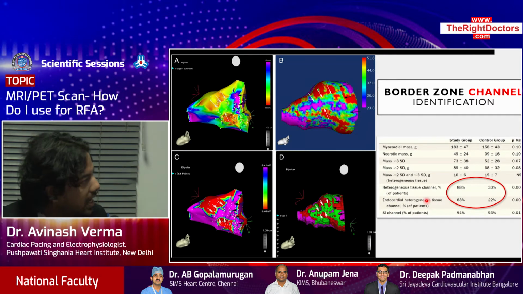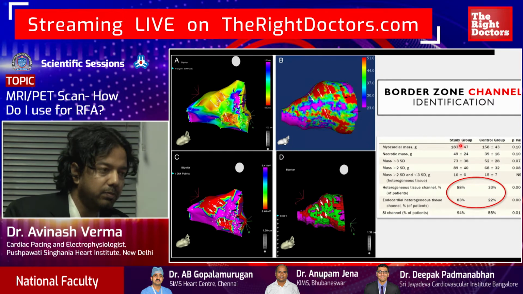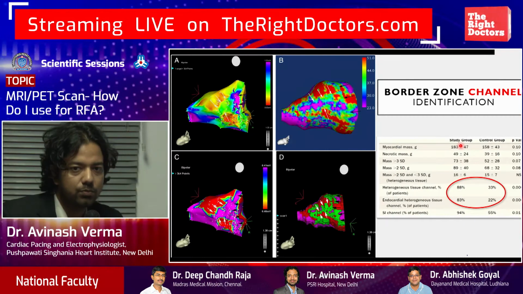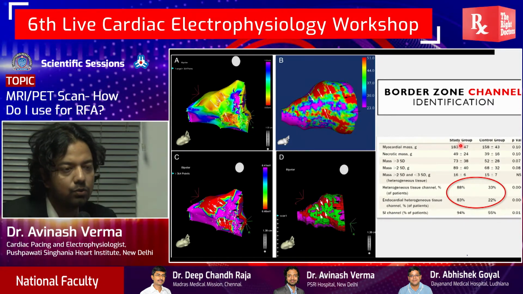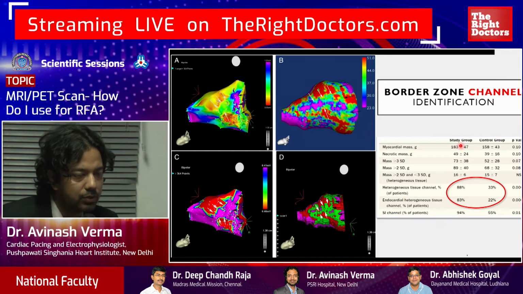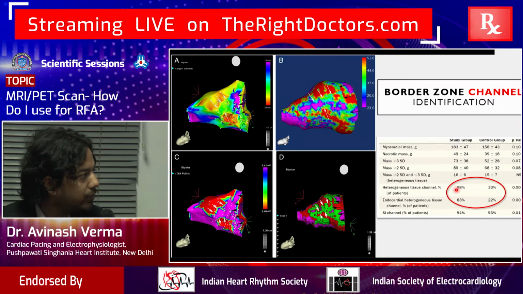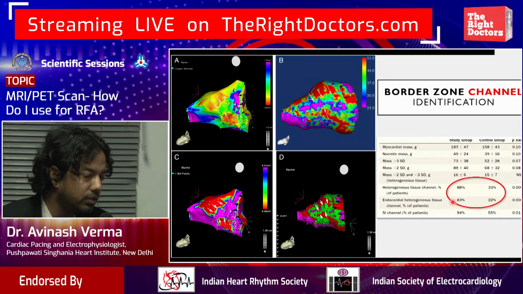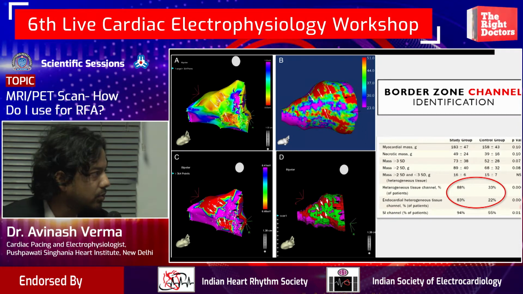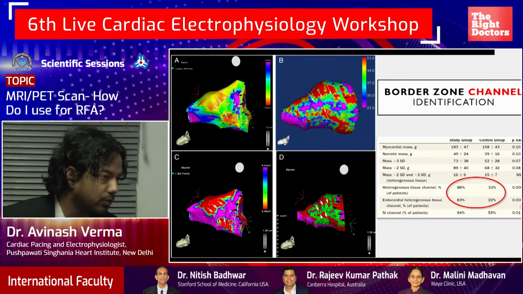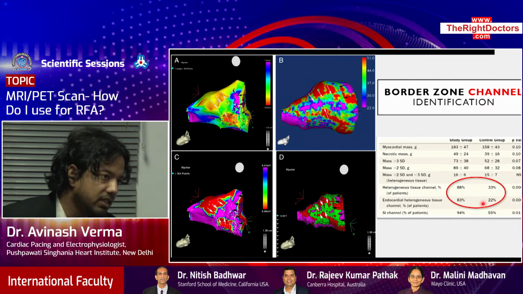You can use this. And if you take two groups of people who have substrate, that is post-MI scar, those who have VT versus those with post-MI scar who never had VT, what is the difference between the substrates? You see how frequent these border zone and heterogeneous tissue channels are in the patients who have VT: 88 to 90% occurrence in the VT group versus only 20 to 30% in the non-VT group. So this is a very good way of seeing the heterogeneity in a scar.